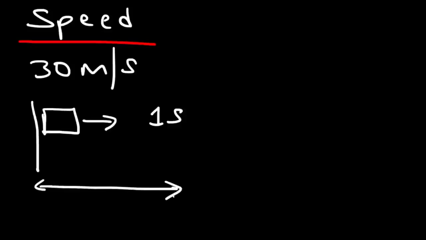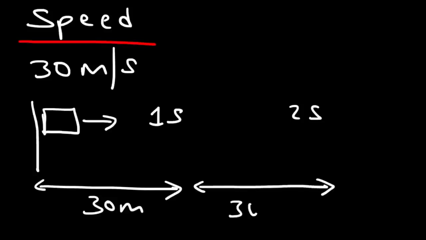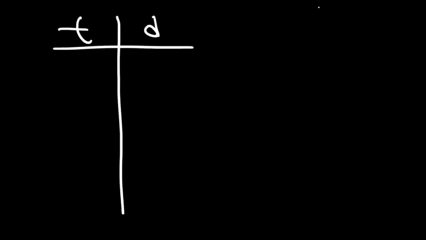So let's say this is the starting line, and I'm going to use a box to represent a car. And the car is moving in this direction with a speed of 30 meters per second. One second later, the car will have traveled a total distance of 30 meters. Two seconds later, it's going to travel another distance of 30 meters, for a total distance of 60 meters. So we can make a table. Let's put T for time, D for distance.